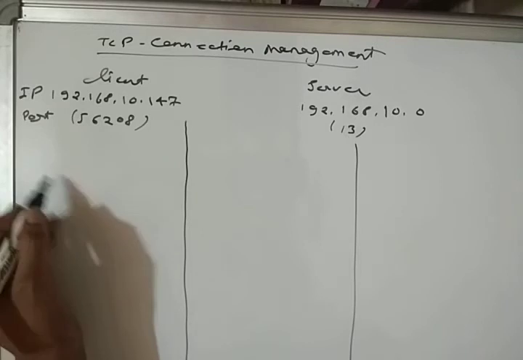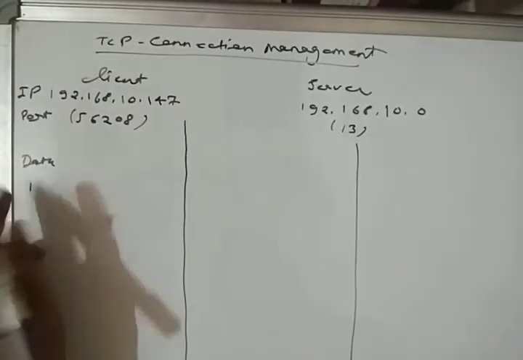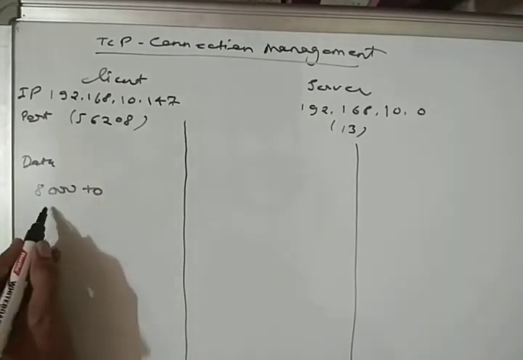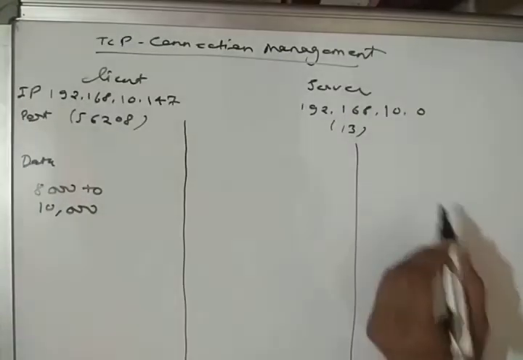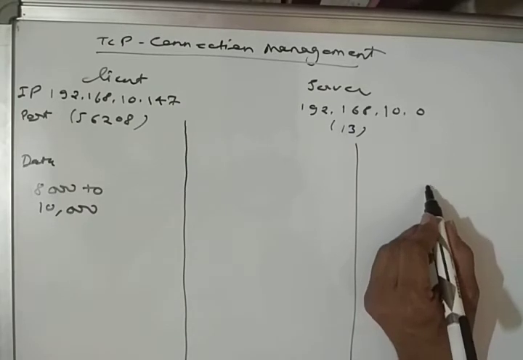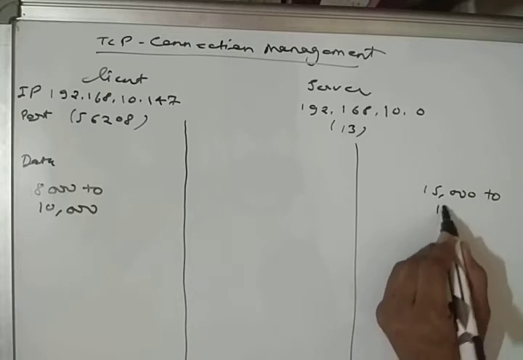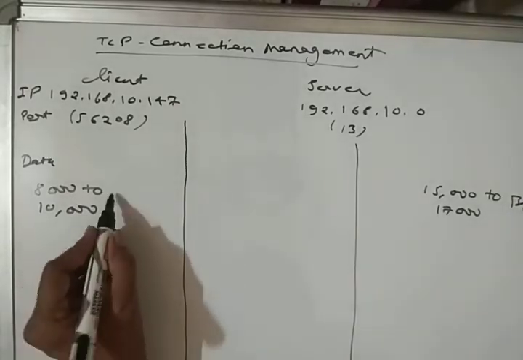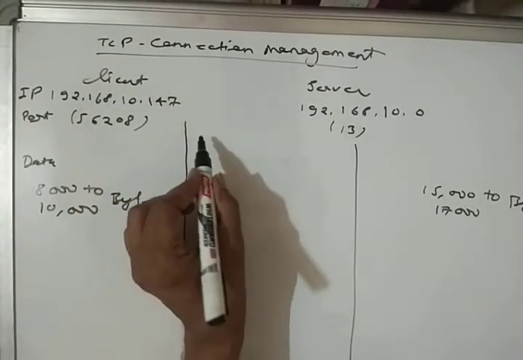First we mention the data to be transferred. We just assume the data is 8,000 to 10,000 from the client and 15,000 to 17,000 from the server. The data is defined by bytes. Now first we establish the connection.